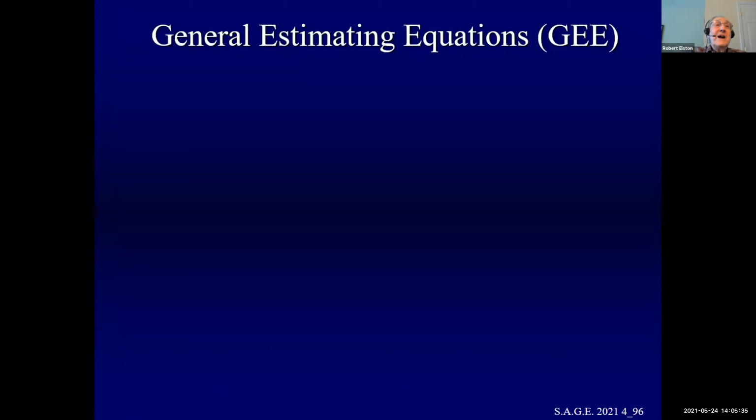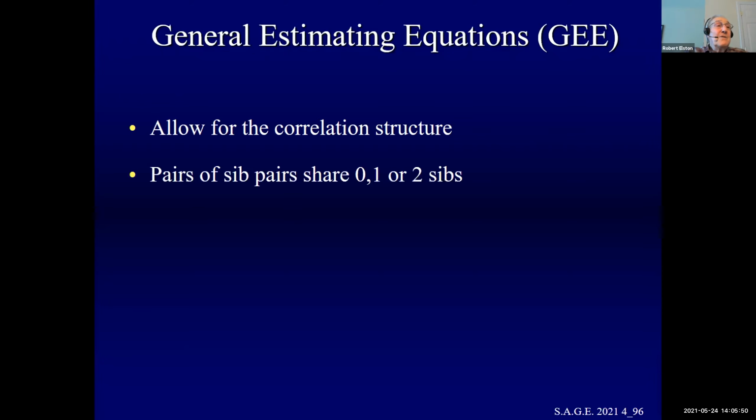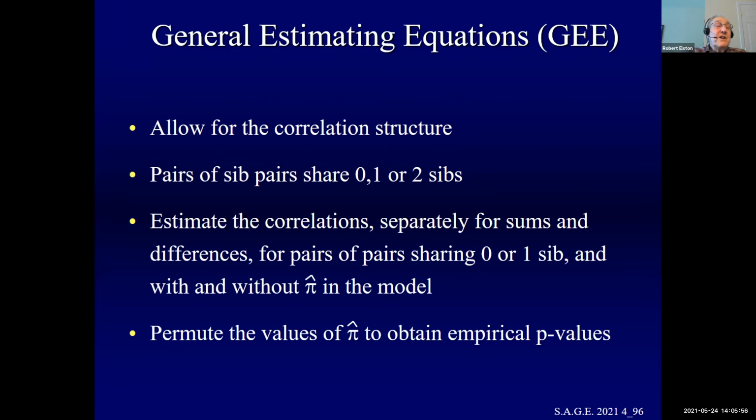Now you can use generalized estimating equations if you want. That's all available. That allows for the correlation structure between the pairs. Full pair of sibs says 0, 1, or 2 sibs. And you can estimate the correlation separately for sums and differences for pairs of pairs sharing 0 or 1 sibs, and with or without the pi hat in the model. You can permute the values of pi hat to obtain empirical values. I think that's the best way, especially if you have full marker informativity.